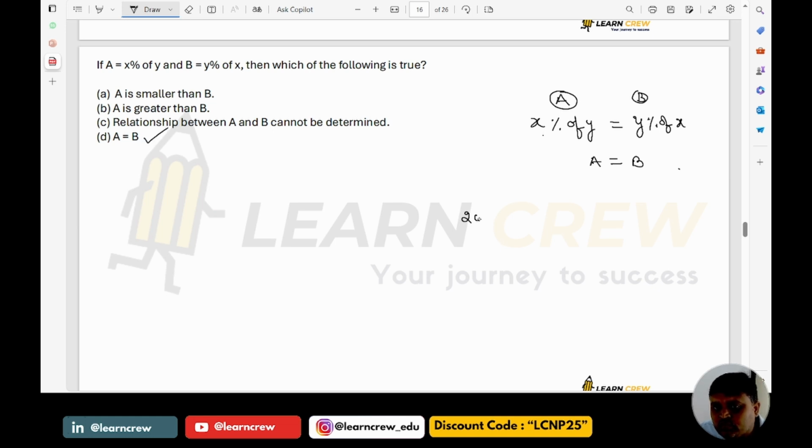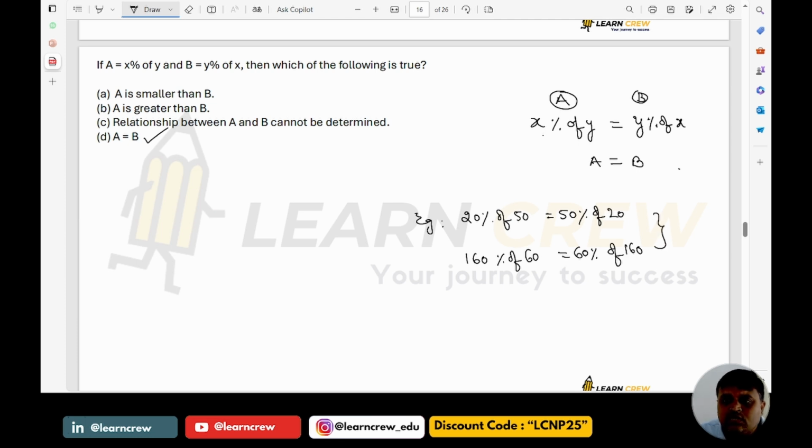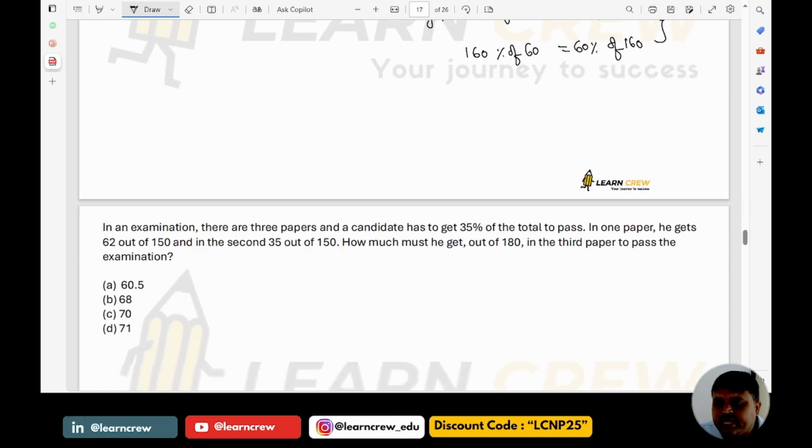So what does it mean? 20% of 50 is same as 50% of 20. So okay, 160% of 60 is same as 60% of 160. This is a very important thing you need to learn and remember. So x percent of y is same as y percent of x. So option A is correct.